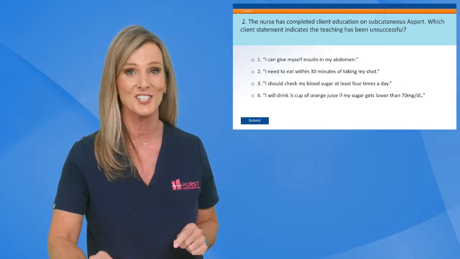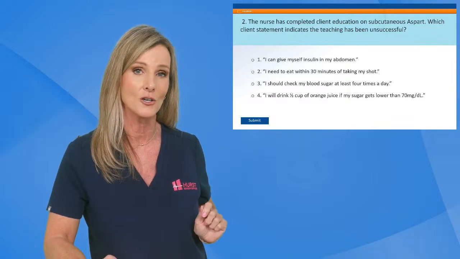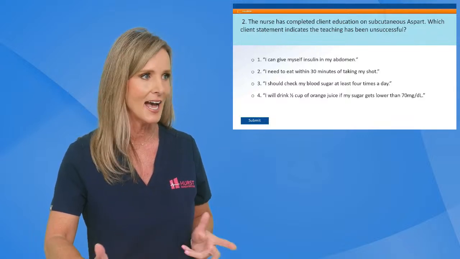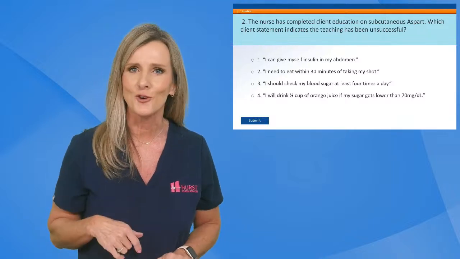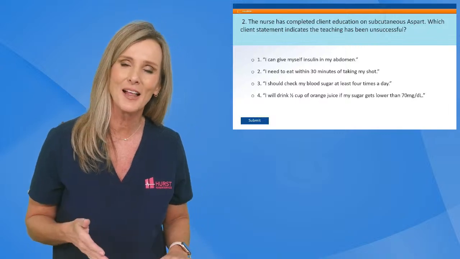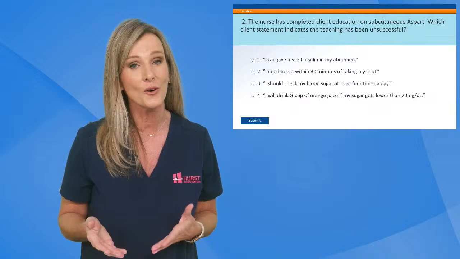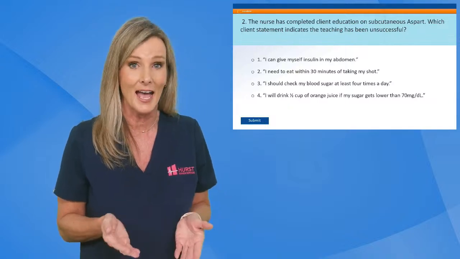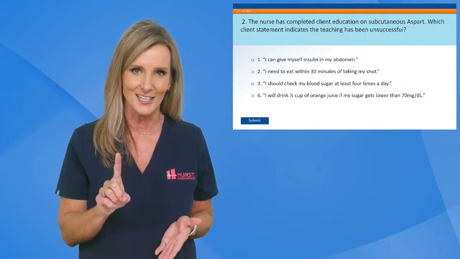So we've got to pay attention to those keywords because here I'm looking for a false statement. So let's look at option number 1. If the client says, I can give myself insulin in my abdomen. You know that's right, don't you? Yes, that's a great place for our diabetics to administer their insulin by themselves. They're going to need to learn areas that are appropriate for them to administer insulin, and the abdomen is surely one of those. So option number 1 is true.